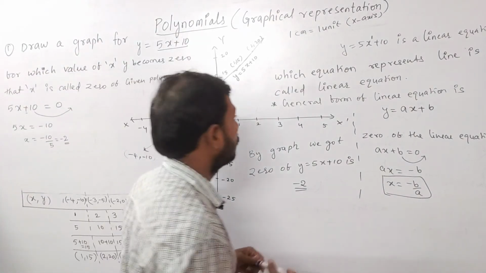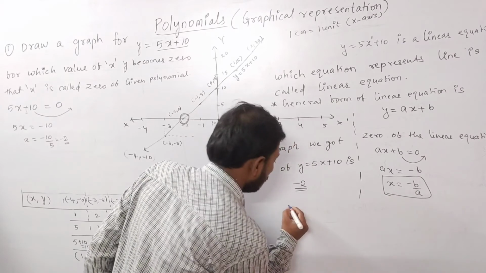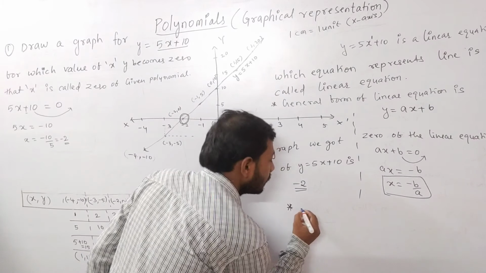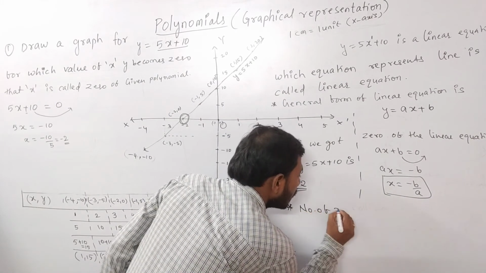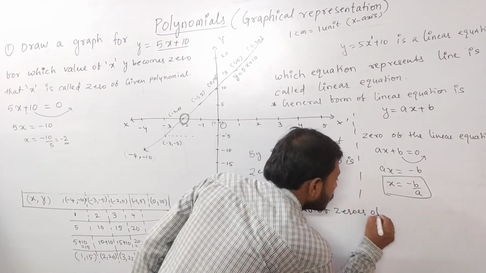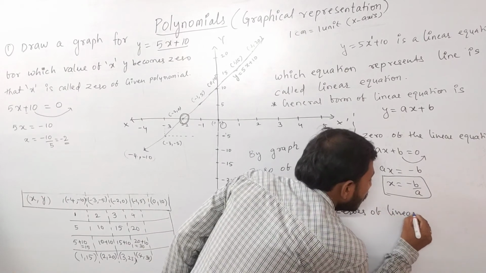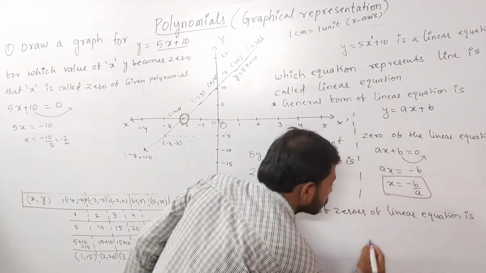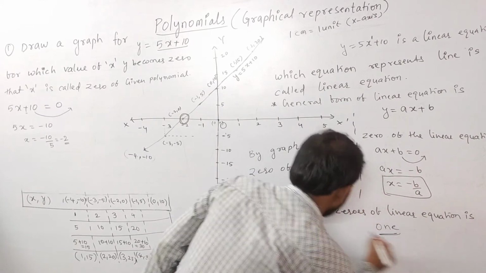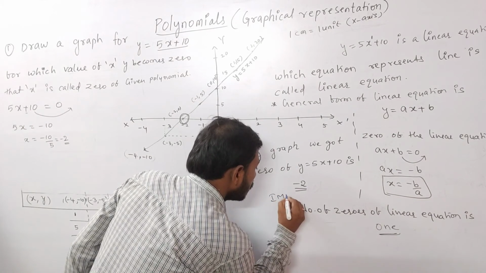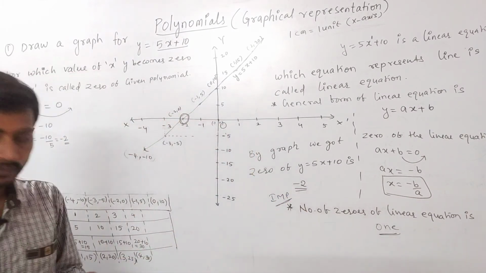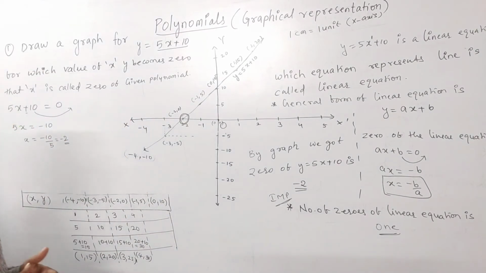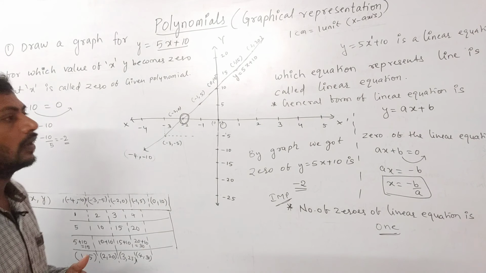So write this very important point. I am writing from here. What am I writing? The number of zeros of a linear equation is 1. I am putting it here, important. Clear? So now this is it: the number of zeros of a linear equation is 1.